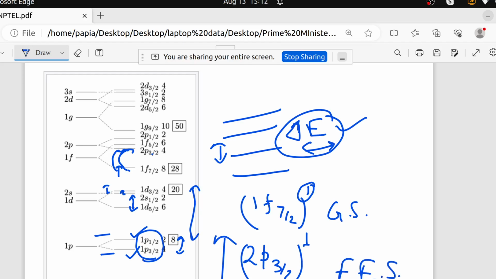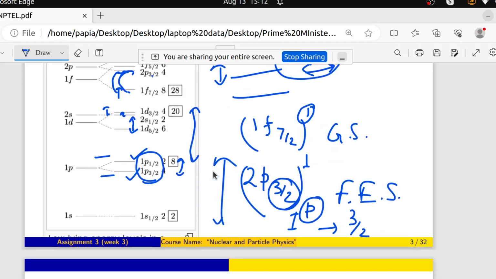For that case, what will be the I^P value? I is the total angular momentum number. So the total angular momentum number is 3/2. And P is parity. How can P be calculated? P is nothing but (-1)^L. So what was L here? L is 1, right? So (-1)^1 is nothing but a negative value. That means 3/2 minus. So the first excited state I^P value should be 3/2 minus.